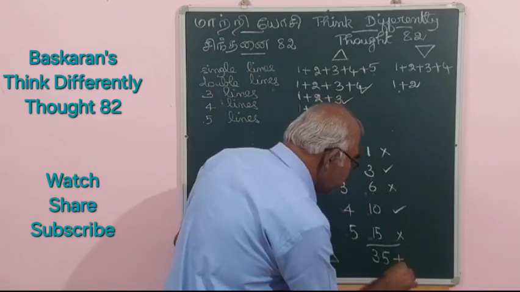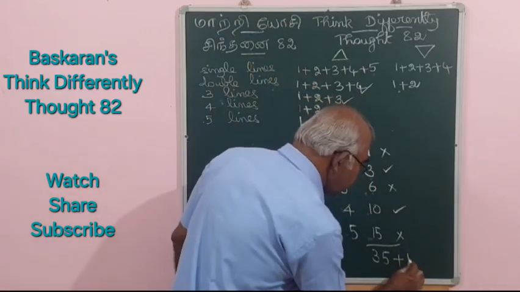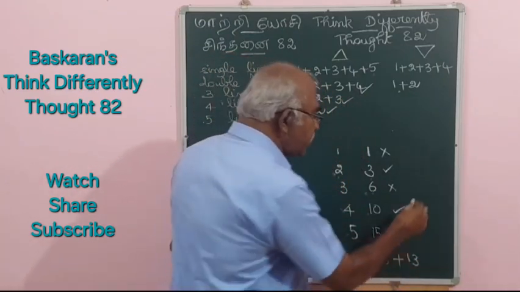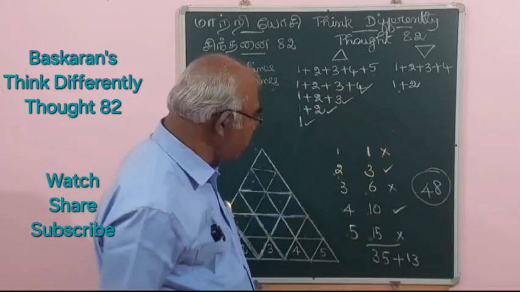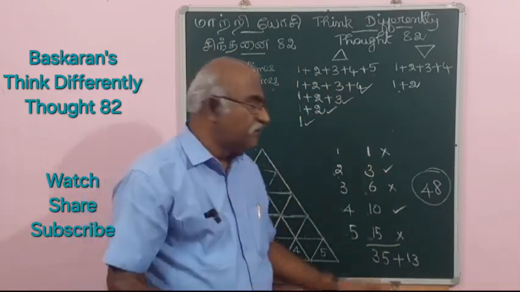Now 15 plus 10 plus 3, 13. Adding we get 48. So the total number of triangles in this diagram is 48.